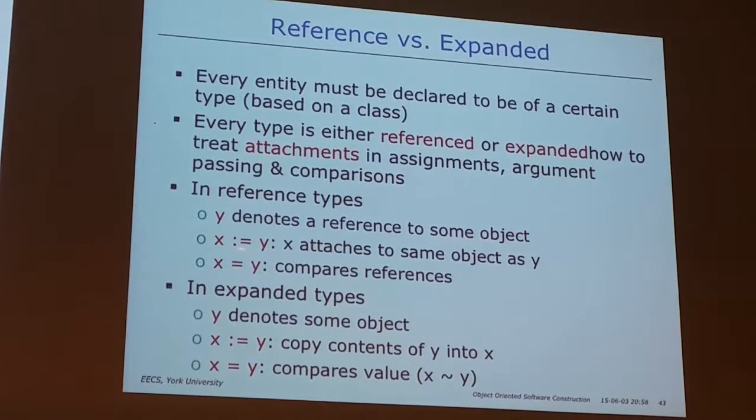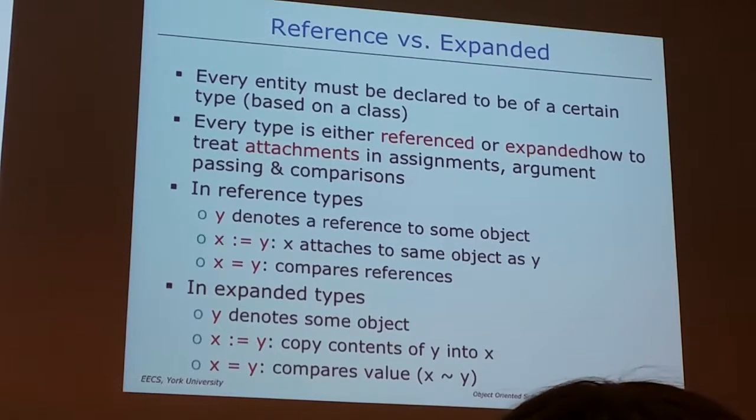Now in the case of reference type, if you use equality, you are really checking to see if they refer to the same objects. You're pointing to the same object. In the case of the expanded types, you are simply comparing the contents. So expanded type is all about the contents, but the reference type is all about where you're pointing to.